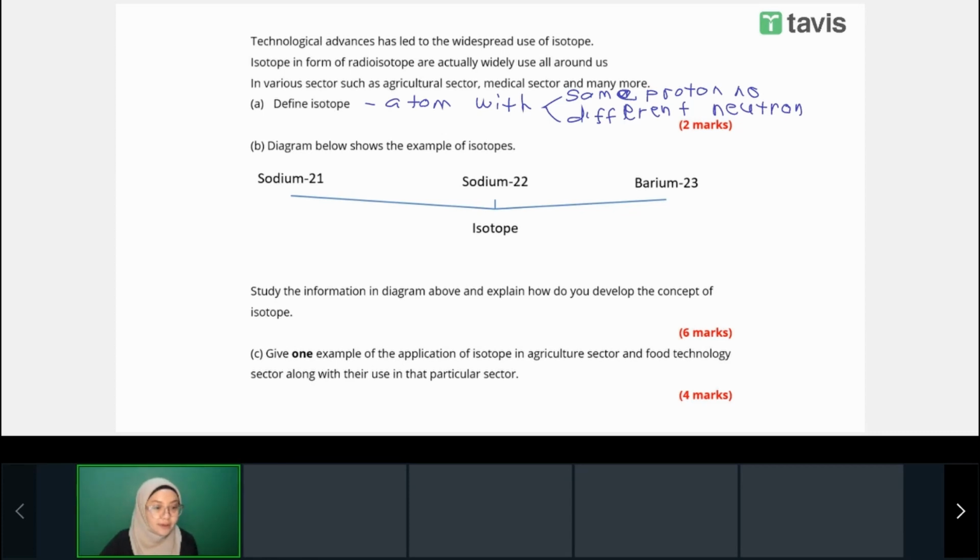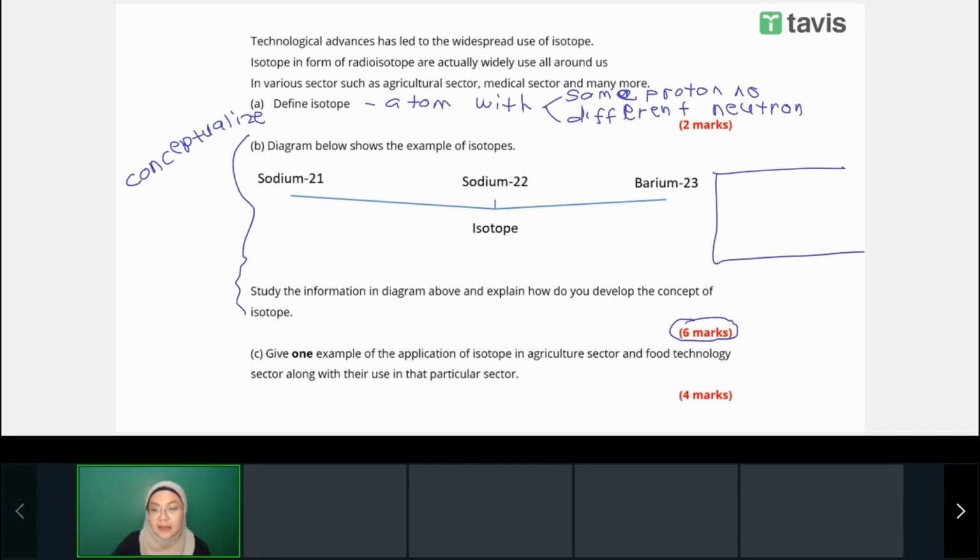This one is the conceptualize question. How to answer this? This conceptualize question usually will be 6 marks. Please get 6 marks by making a table. What do you want to put in the table? 6 marks, 6 columns.